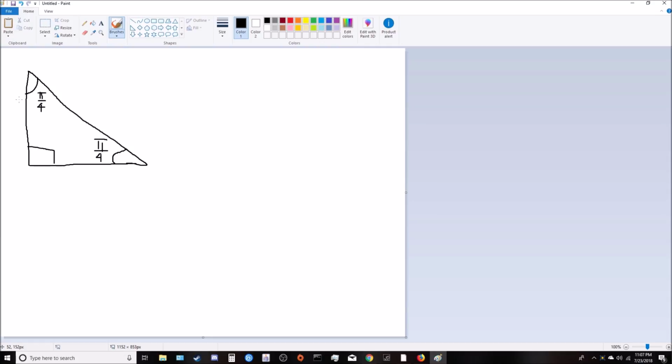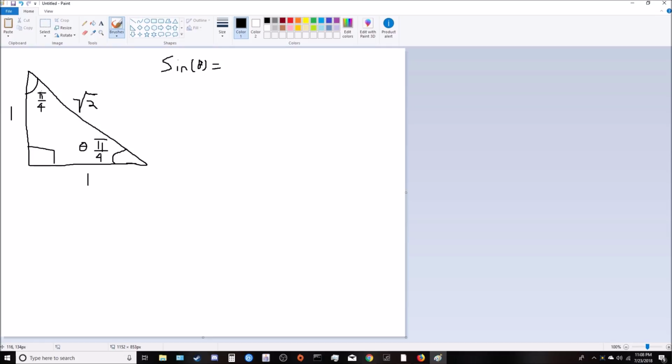So we know the common ratios for this triangle from the last video are 1 on this side to 1 again on this side to root 2 in the hypotenuse. And so I'm going to label this side theta, so I don't have to draw out pi over 4 each time. So what's the sine of theta? What's the sine of pi over 4?